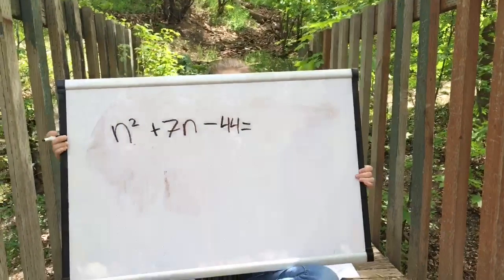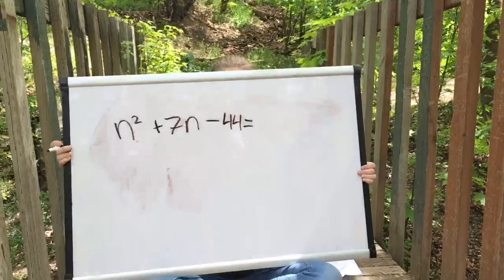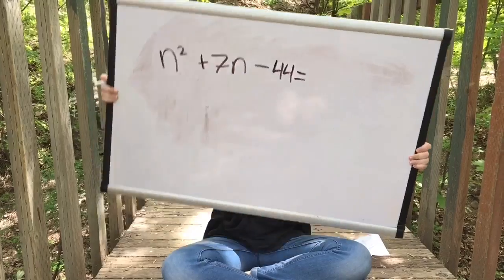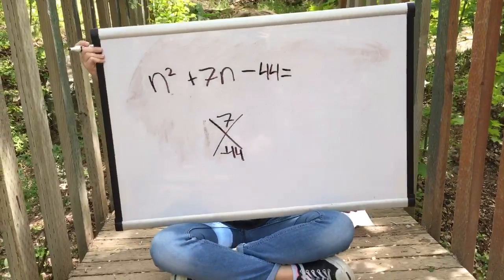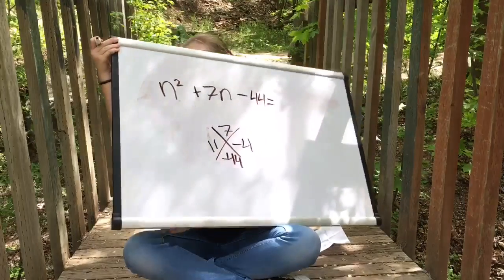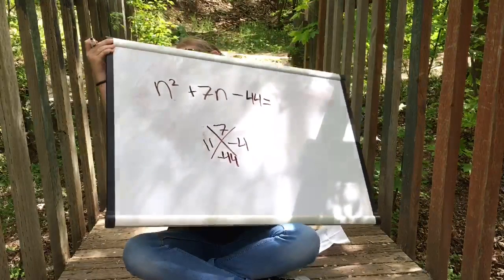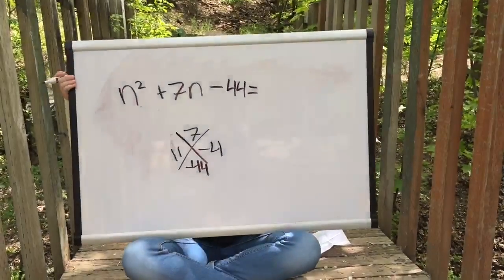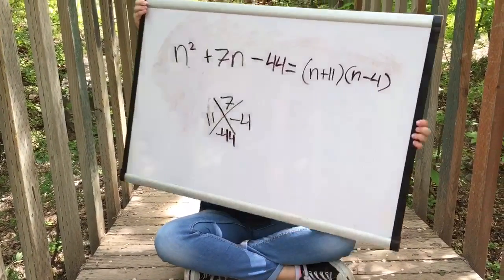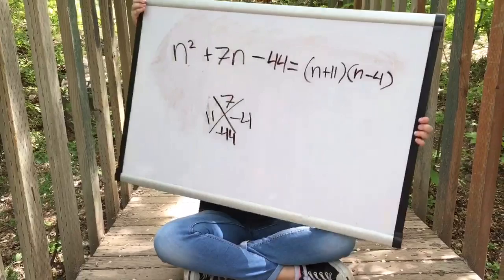So here's another equation where we also do the x. So again, we figure out what adds to be 7 and multiplies to be negative 44. So 11 and negative 4 multiply to be negative 44 and add to be 7. So your answer is n plus 11 and n minus 4.